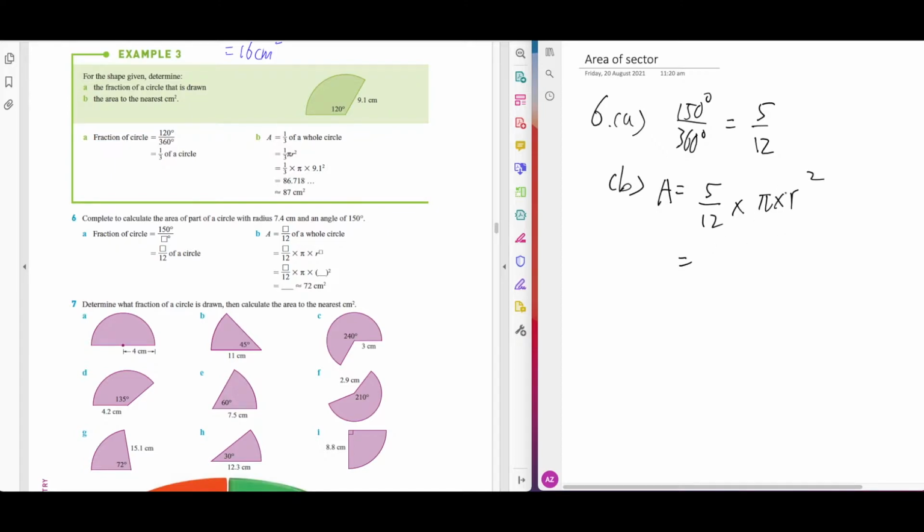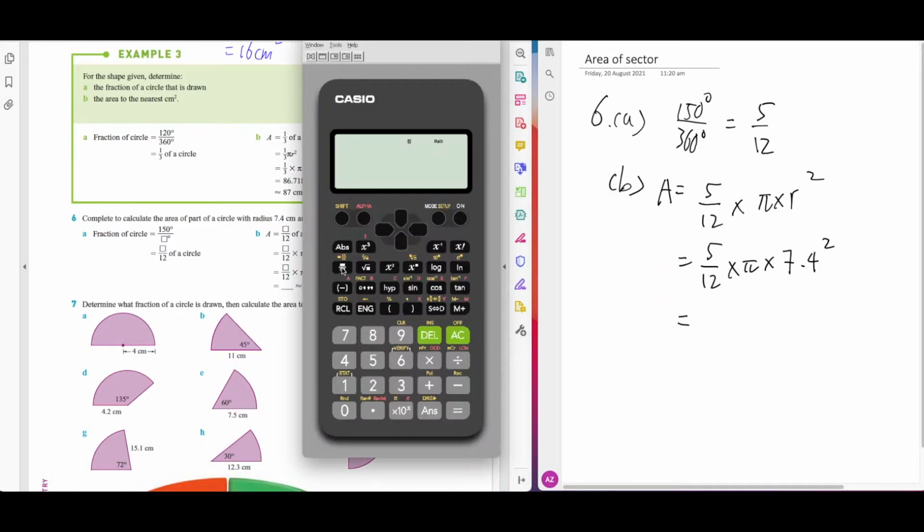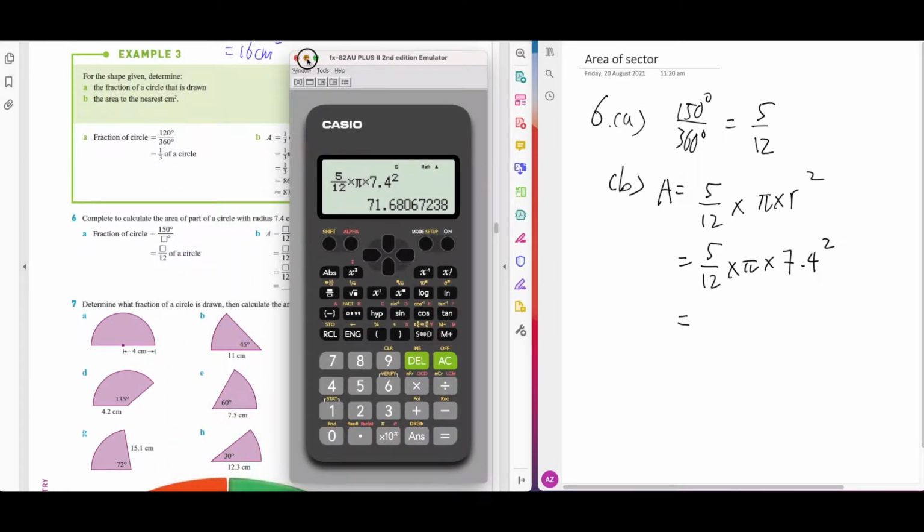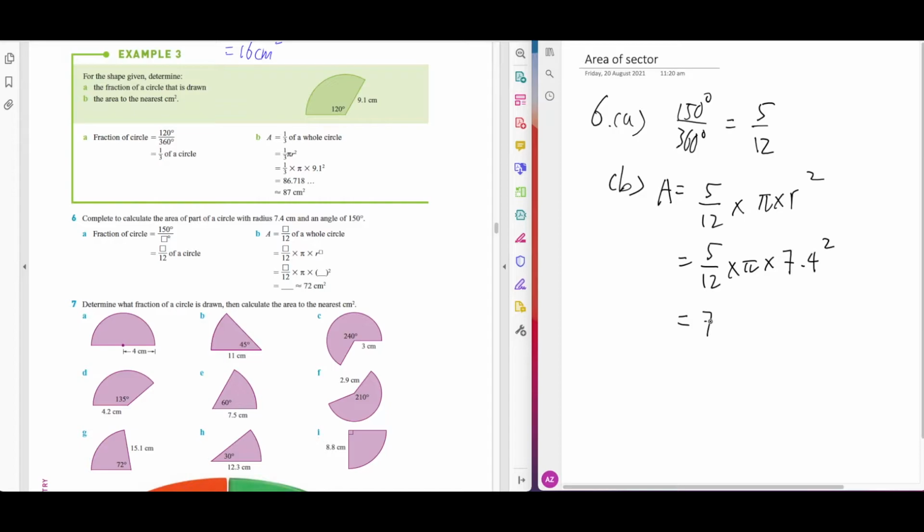Now what is the radius? Radius is 7.4. So we just do 5/12 times pi times 7.4 squared, which gives you, well, actually it tells you the answer here, but you can just type it into your calculator. So just type in 5/12 times pi times 7.4 squared. Remember there's a squared here, which is 71.68. So yeah, that's basically 72, right? So 72 centimeters squared. Alright, so that's how you can do question 6.